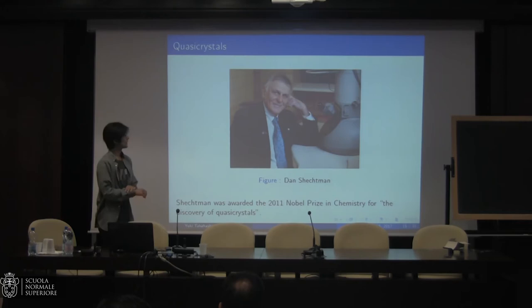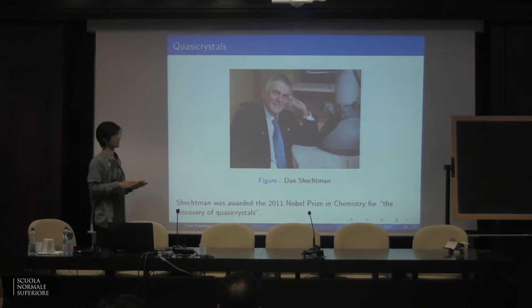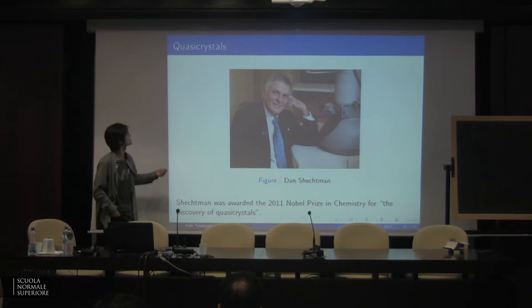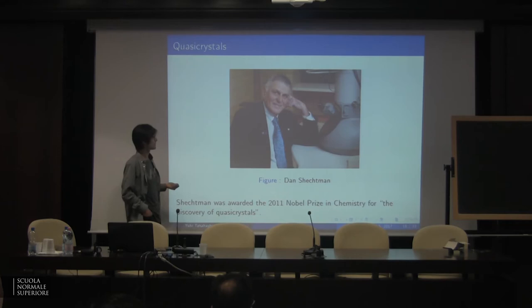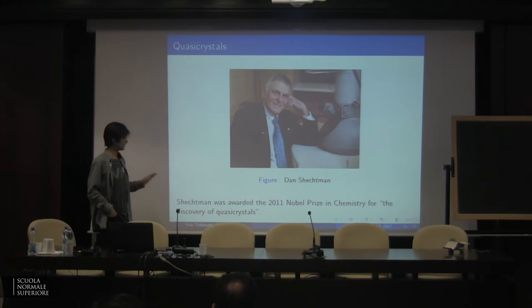It's about mathematical physics, spectral theory, but I will try to explain in a way that everyone can understand. What's a quasicrystal? A quasicrystal is a material which looks like a crystal, but is not completely a crystal. That's why it's quasi, almost crystal. And such a crazy material was discovered by this person, Dan Shechtman, in the 1980s, I think. And he was awarded a Nobel Prize fairly recently in chemistry.